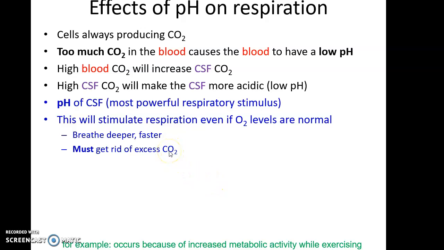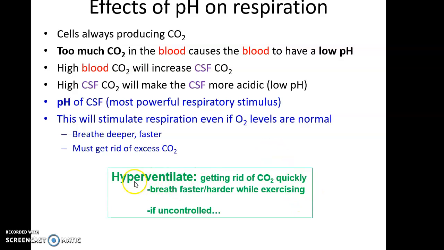Lower carbon dioxide levels in the bloodstream will then lower carbon dioxide levels in the cerebrospinal fluid, which will then raise the pH. Now, that means we breathe faster to get rid of carbon dioxide. Now, hyperventilation, breathing faster, occurs when we exercise hard.